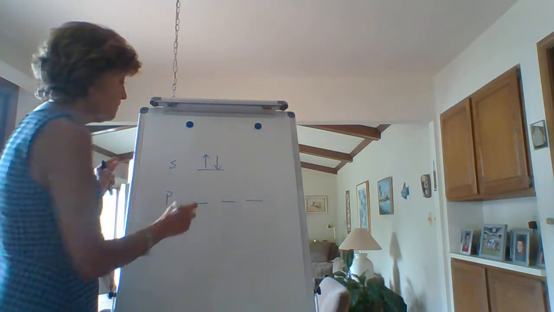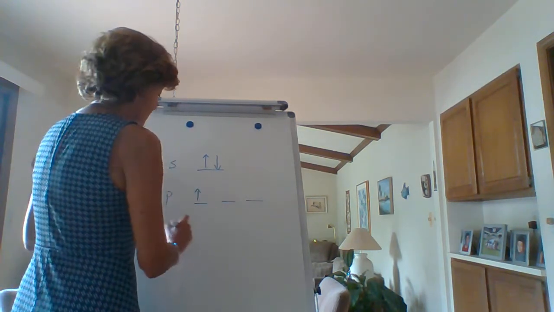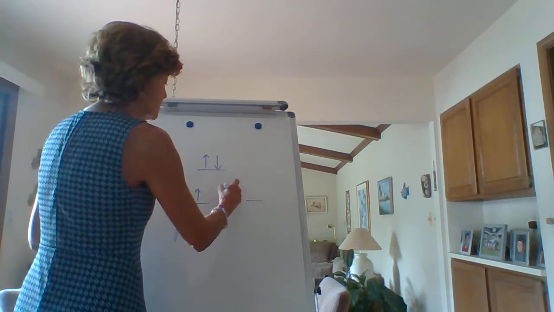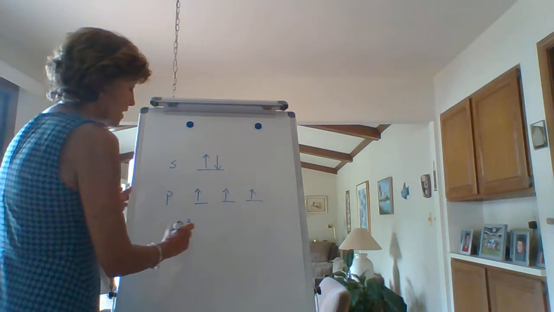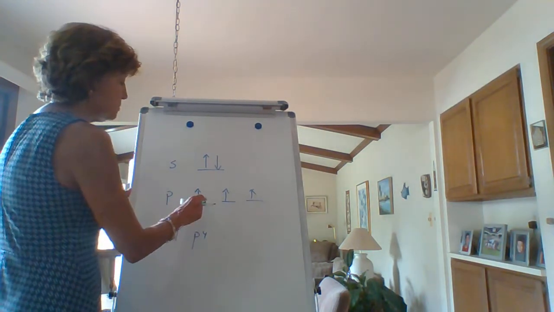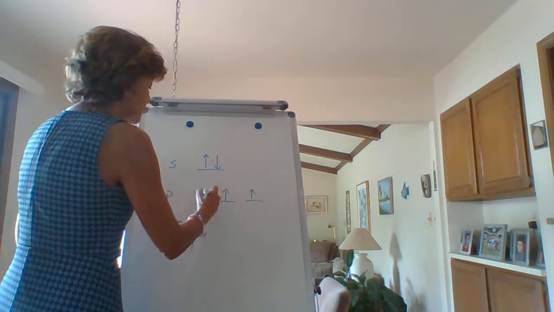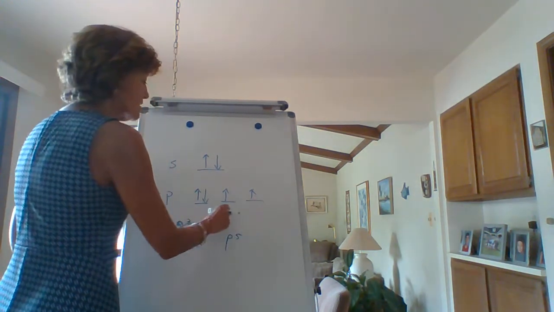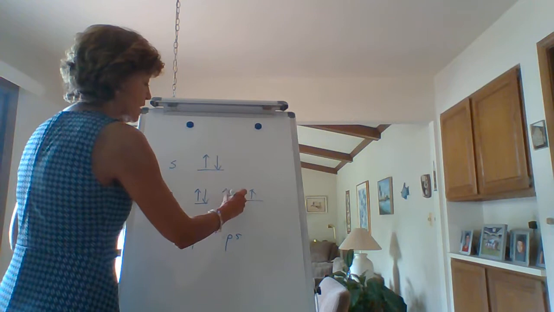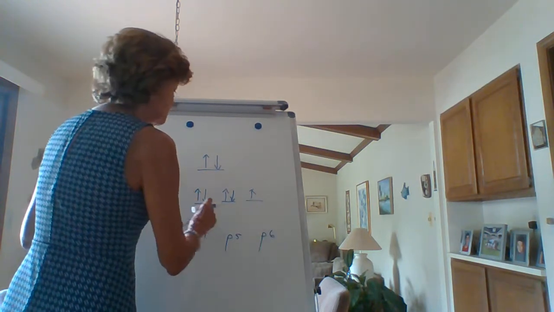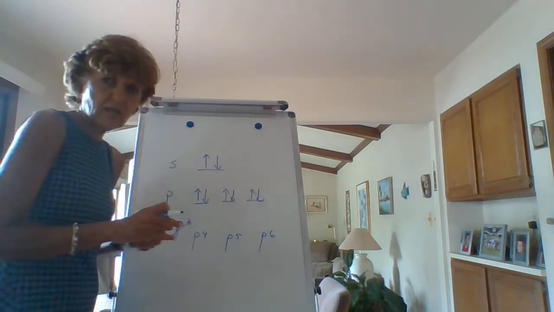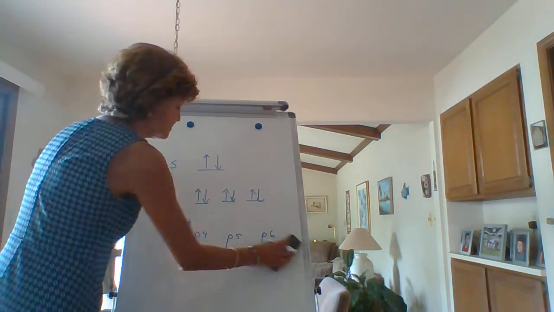So if it's going to end in P3, it would be single, single, single. If it's going to end in P4, it would be single, single, single, double. If it's P5, it would be single, single, single, double, double. If it's P6, it would be single, single, single, and then double, double, double. Get the idea? I think we'll practice.